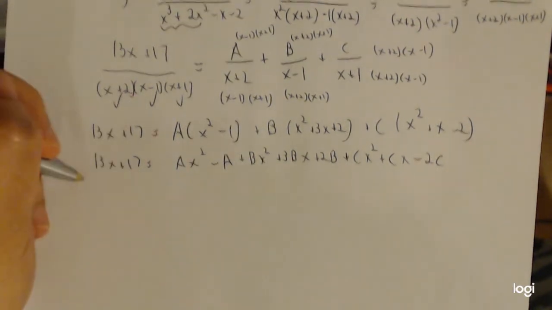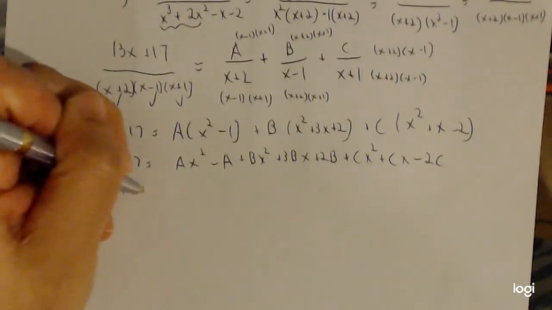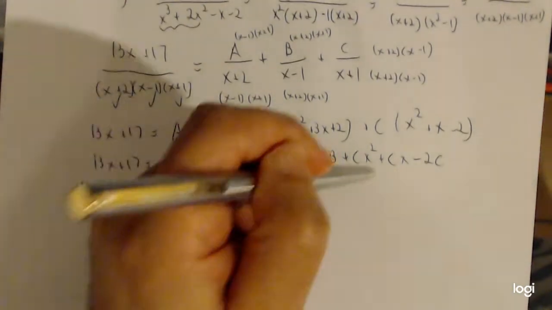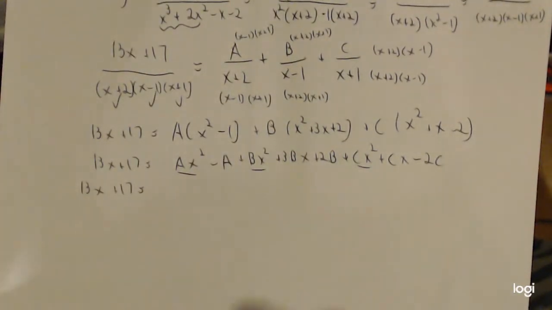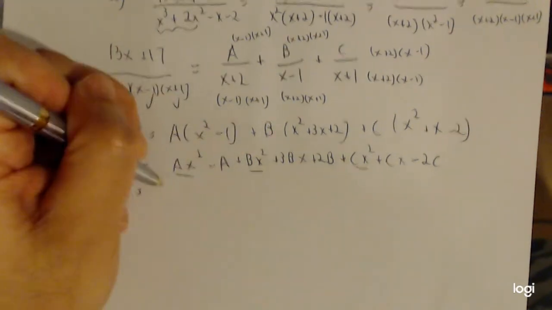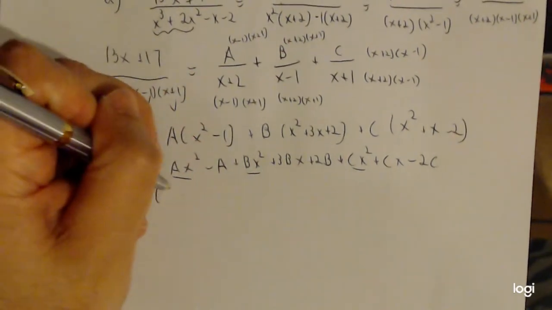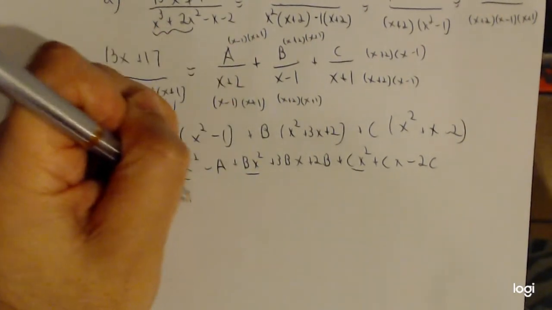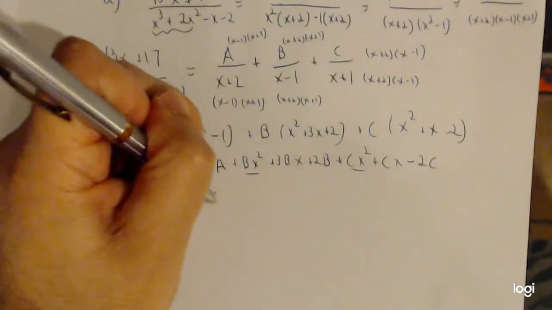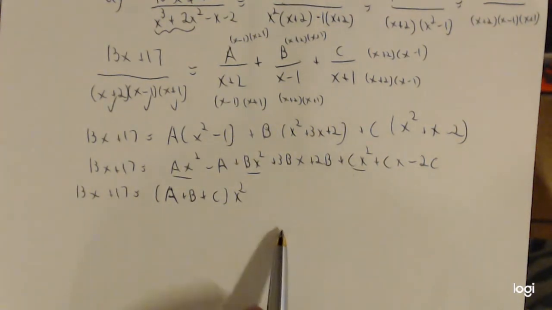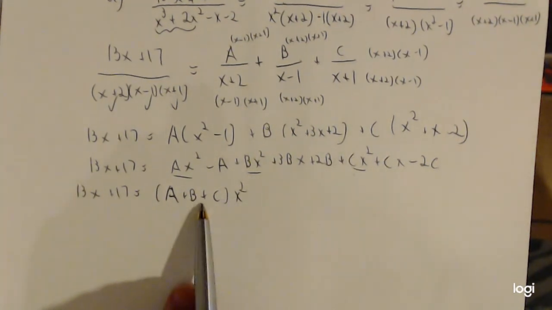So what do I notice here? We have 13x plus 17 equals, and as far as the x squareds go, I have the ax squared, bx squared, cx squared. So I'm going to put them together and factor out an x squared. Okay, so hopefully you understand what I'm doing. From here on out, these are my like terms, which if I bring them down and factor out an x squared, it'll be a, because I have an a here, plus b, plus c times x squared. So I just grouped these together and factored out an x squared. Okay, so the constant in front of my x squared is a plus b plus c.